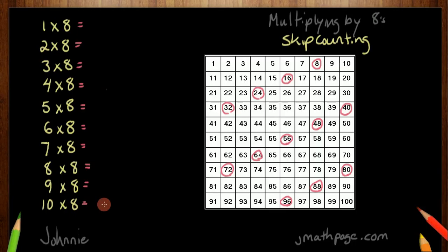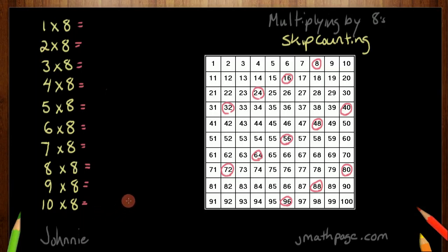Now we have to do some work for ourselves. Are you ready? 1 times 8 equals, 2 times 8 equals, 3 times 8 equals, 4 times 8 equals, 5 times 8 equals, 6 times 8 equals, 7 times 8 equals, 8 times 8 equals, 9 times 8 equals, 10 times 8 equals.